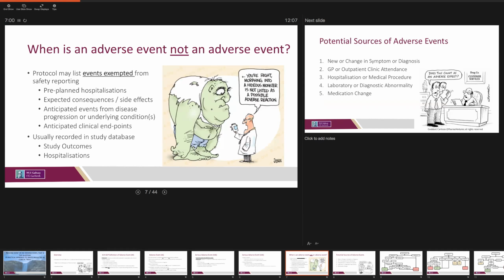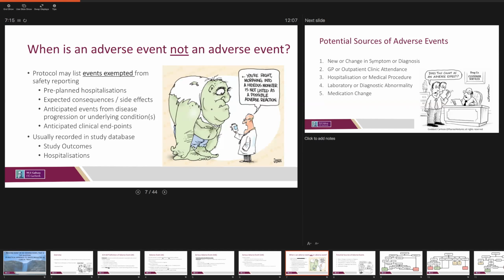You can only defend that if you're actually going to record this as a study outcome, if you're recording hospitalizations, and if you build in criteria to say if something occurs beyond the routine or expected nature, that you would report this as an adverse event.